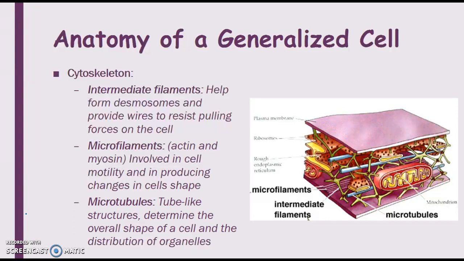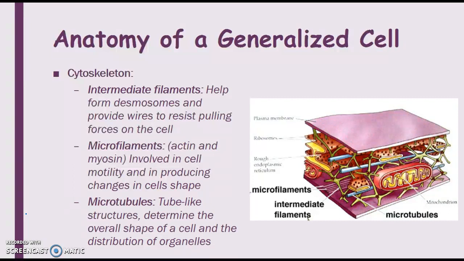Then we have microfilaments. Microfilaments are often seen in muscle cells. Actin and myosin are these 2 microfilaments, and they help the cell in movement. They can actually change the shape of the cell.